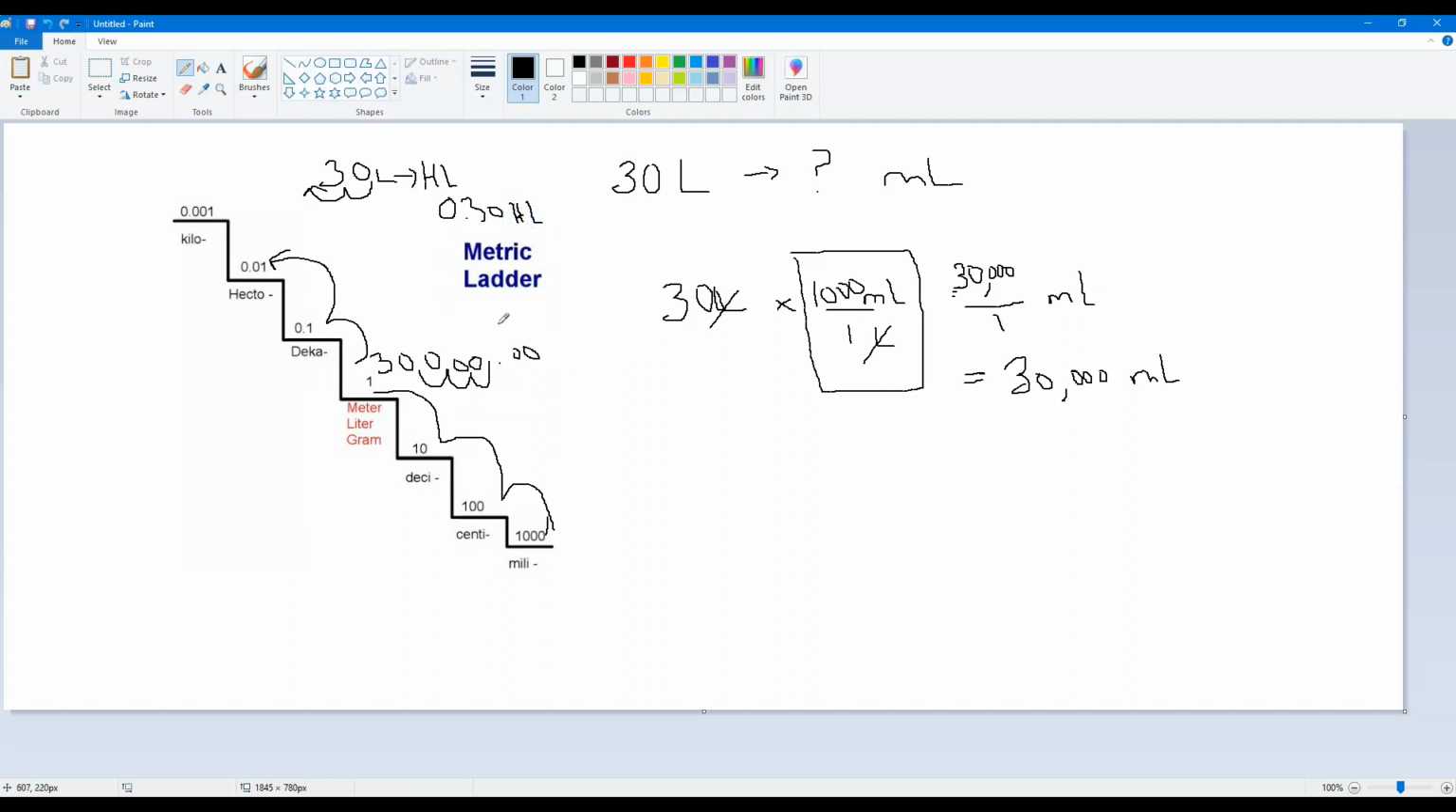So those are 2 different ways that you can use the metric ladder. One is to find out your conversion factor, or two, you can move your decimals down the ladder or up the ladder depending on which way you're converting.